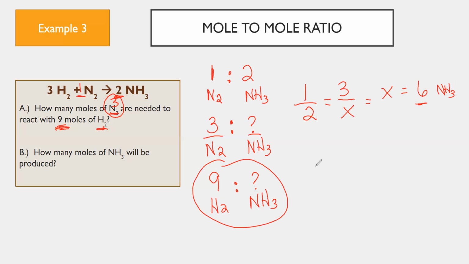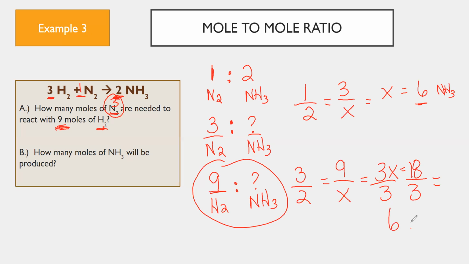Now we're looking at what do we say? We normally have 3 H's to every 2 ammonias. And now we have 9 H's, and we want to know how many ammonias we're going to get. 3x equals 2 times 9 is 18. Divide by 3. 3 goes into 18 6 times. So you're going to get the same answer both ways if you do it right. It doesn't matter which reactant you use to figure it out. So I just want to show you that. It's all about the mole ratios. That's all you're doing, and then cross multiplying.